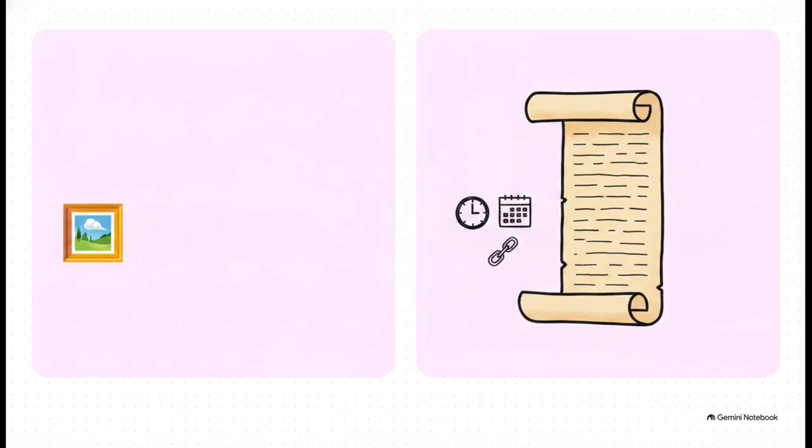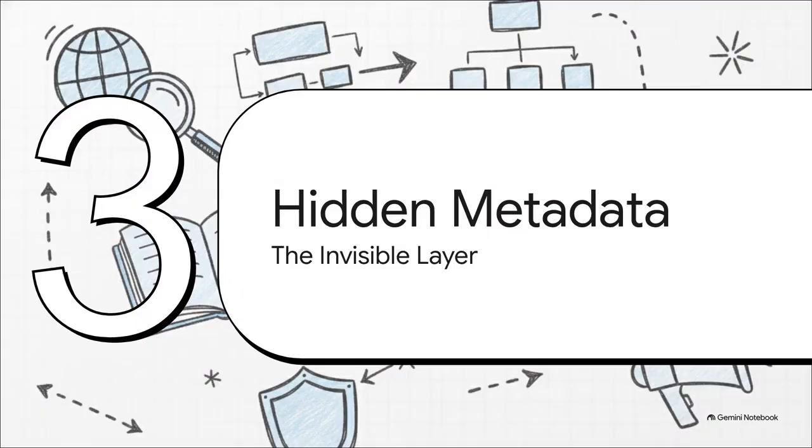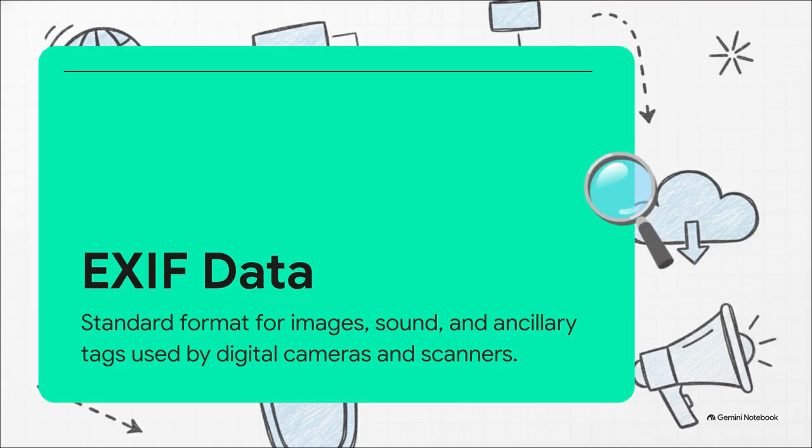By using a strict naming convention that captures the URL, the page title, the date, and the time, you create accurate, defensible evidence. No loopholes. All right, step three, uncovering hidden metadata, the invisible layer. Now that our evidence is safely preserved, we go deeper.